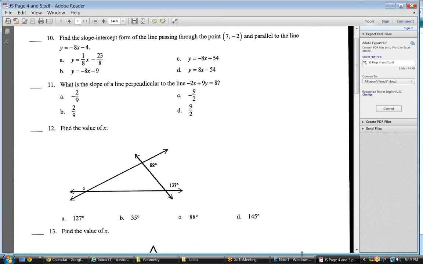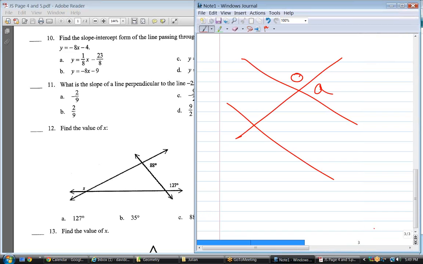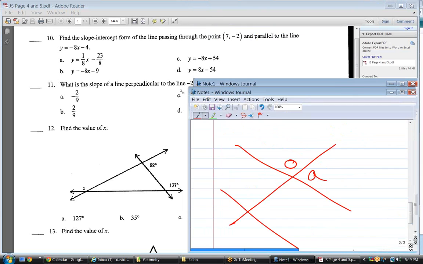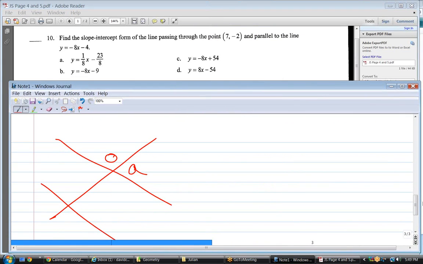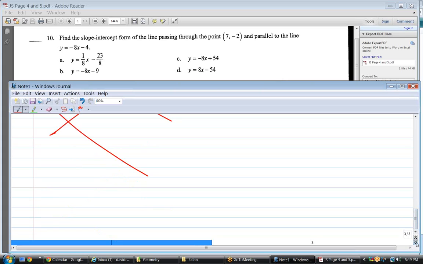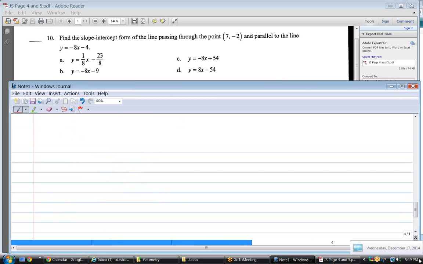This is such a key skill that let's go over this one again. Number 10. Both 10 and 11. You don't want to miss these. These are algebra questions. And they're also geometry questions.